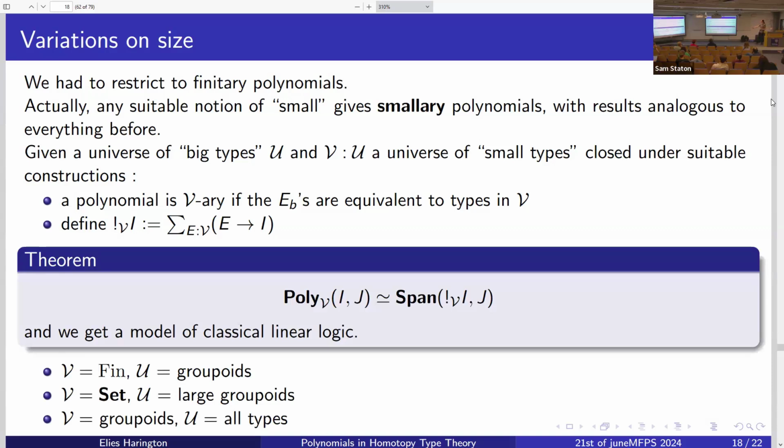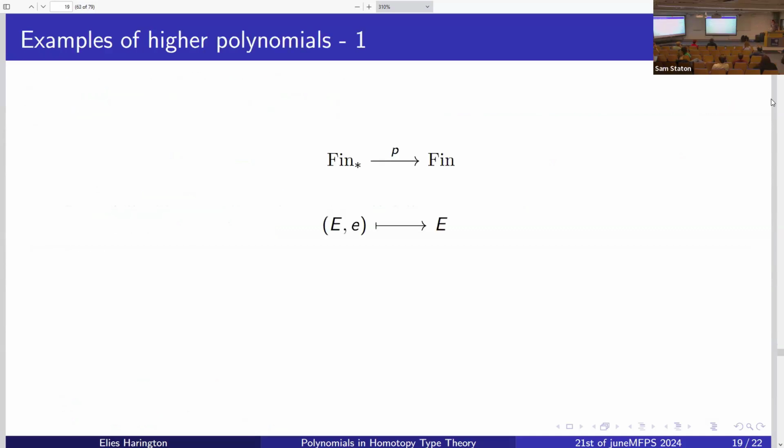If you take V to be finite sets and U to be groupoids, you get the original model we had in mind, but you could take in type theory V to be all small sets and U to be large groupoids, or you could even take V to be groupoids and U to be all types. And what this would mean is that you allow polynomials with exponents which are themselves non-sets, so something like X to the power of the circle. So a few examples of polynomials that you get in this way.